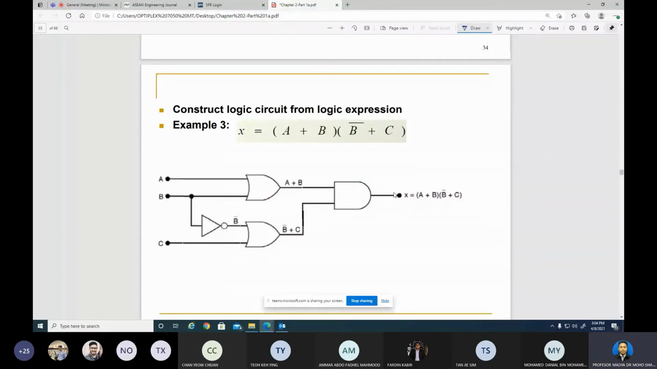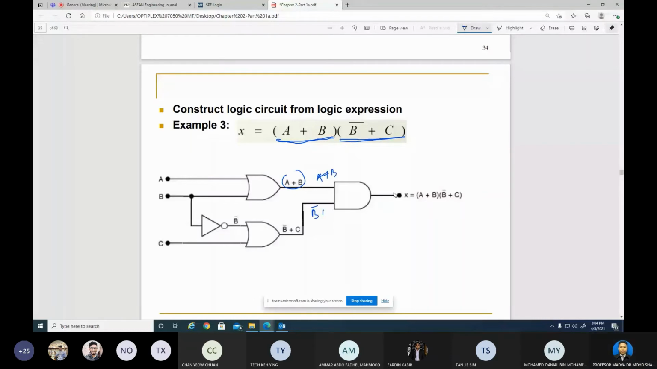Okay. For example, like this. Okay, we get like this. So we know this is operation multiply. So this one and this one. Okay, this one and this one. That's why we introduce a NAND gate here. NAND gate here we separate. So this one will be A plus B, and this one will be B bar plus C.